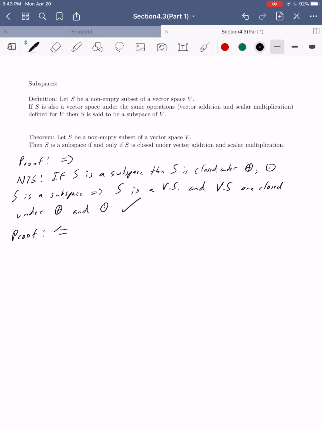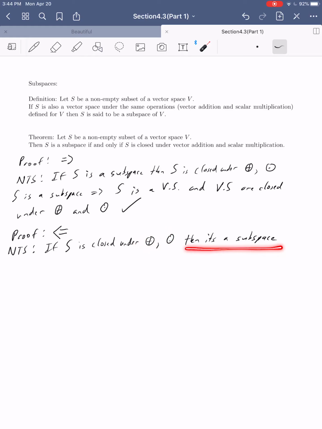So let's do the more interesting direction of the proof. Now we're going to do this direction. What we need to show is if S is closed under these two operations, then it's a subspace. So we need to show that if it just is closed under vector addition and scalar multiplication, then it is automatically a subspace. And again, being a subspace means that it is a vector space. So to do this, we need to verify P1 through P10. We need to go through and do those 10 axioms or those 10 properties.